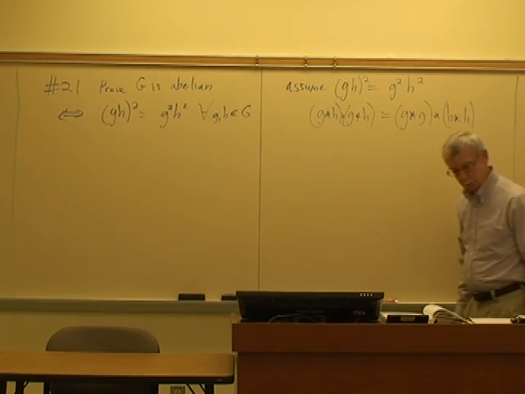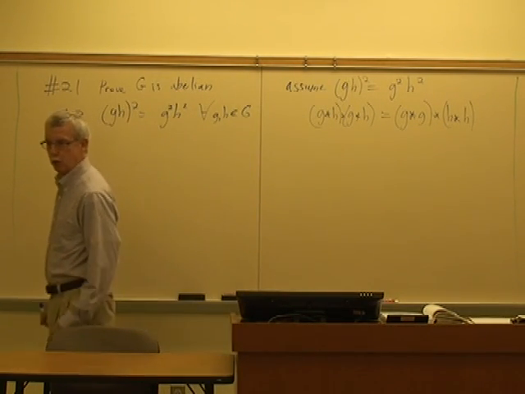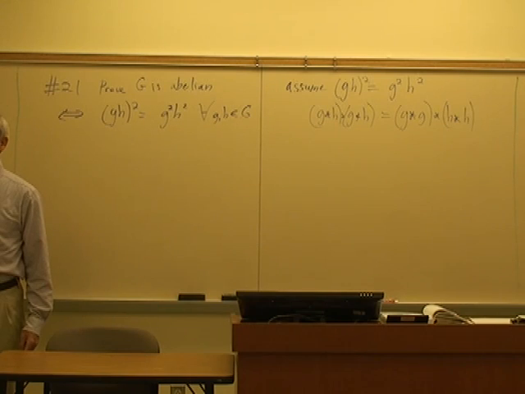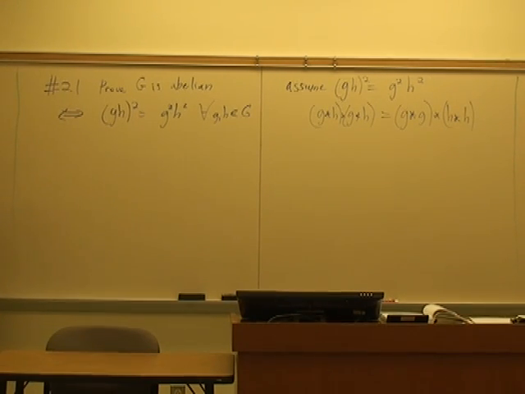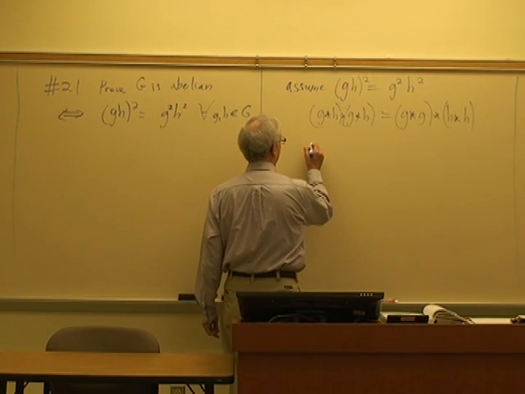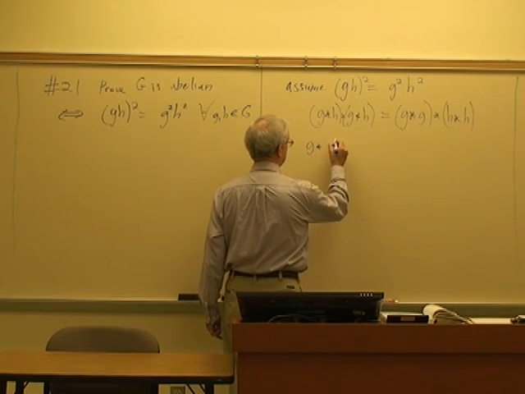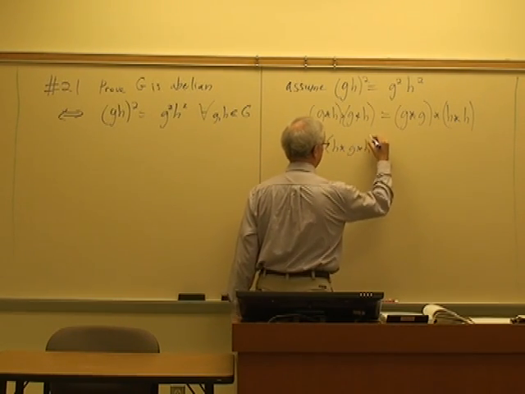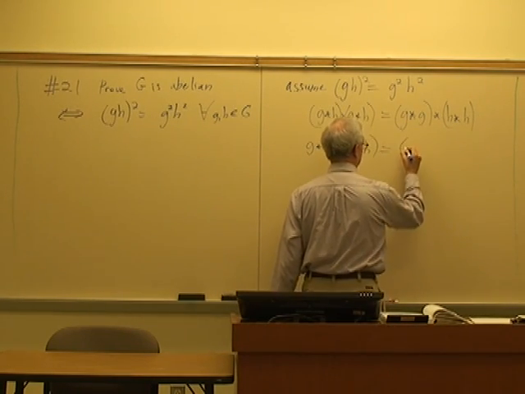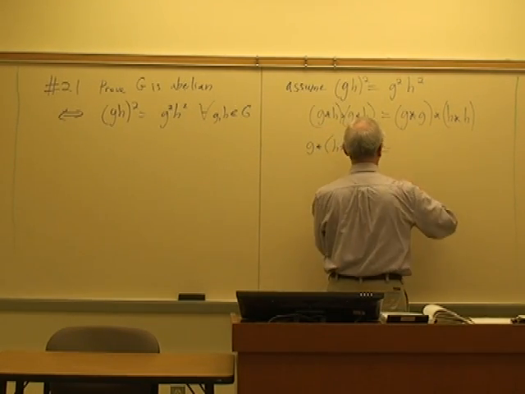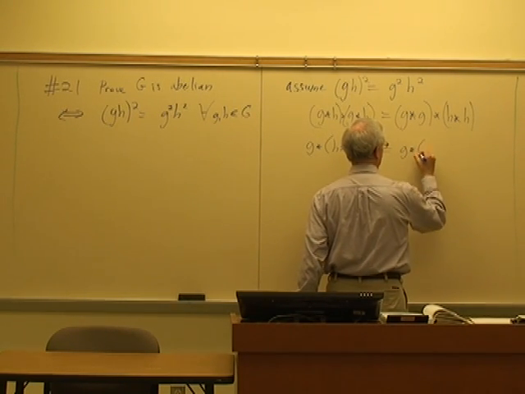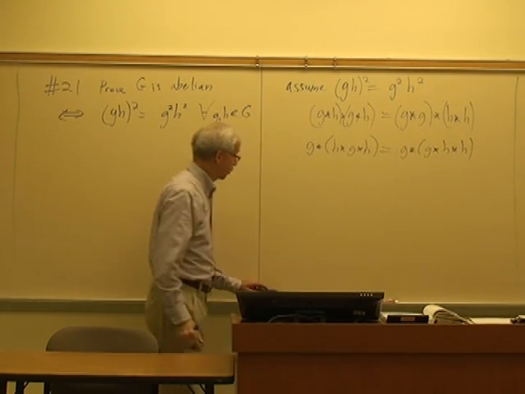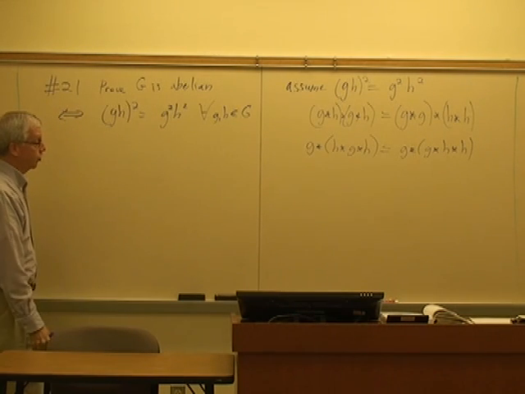That's what it means. Can I move the parentheses around? Big question. Can I? Yes, why? I'm in a group, right? So this is the same as G star (H star G) star H, and G star G star H star H. That's just moving the parentheses around because the group operator in a group is always associative.